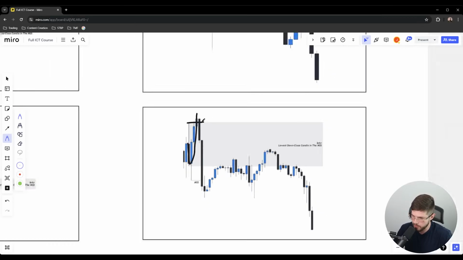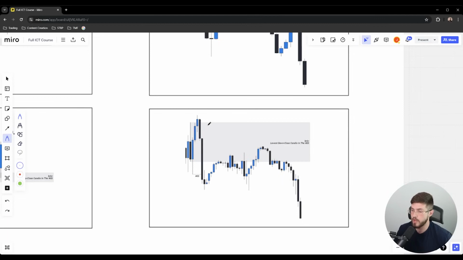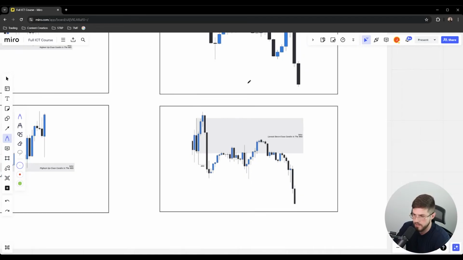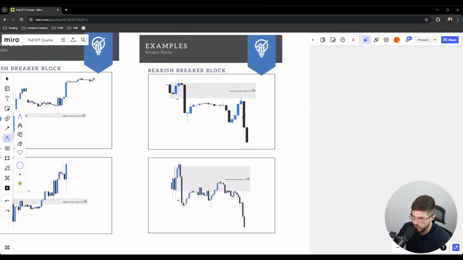Notice there's a manipulation. So another way to determine whether or not there was a run on stops is going back all the way to the first thing we talked about, which is manipulation and displacement. Look, manipulation and displacement can be used in everything you do. I said that at the beginning of this course. I will continue to say it, and I want you to always remember that.